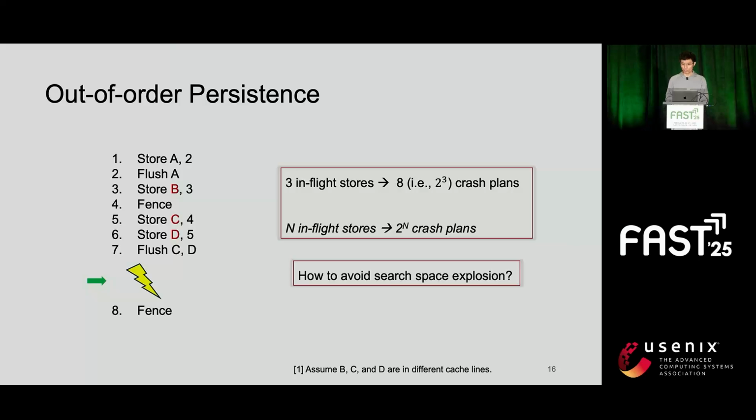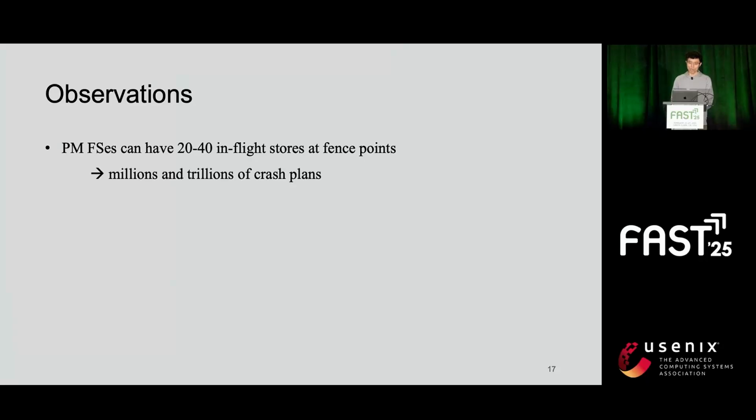So how do we avoid such space explosion when we reorder the in-flight stores? Also, this issue becomes more challenging in P-memory file systems. We observe that P-memory file systems can have up to 20 or 40 in-flight stores at the fence points, which could yield millions or trillions of query planes, so testing them exhaustively is prohibitive.